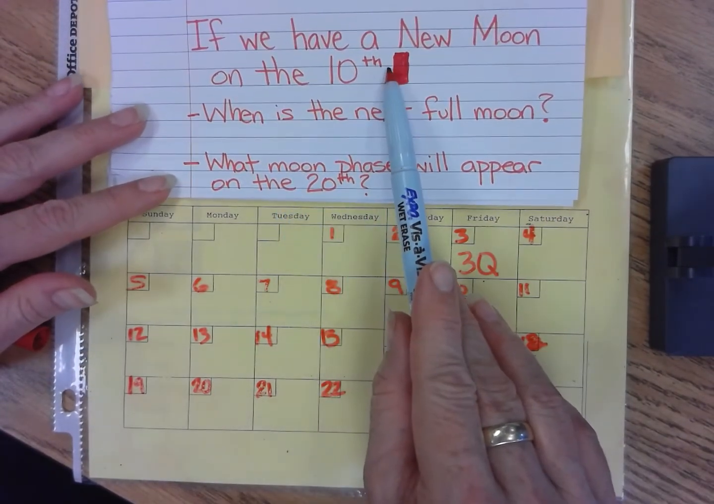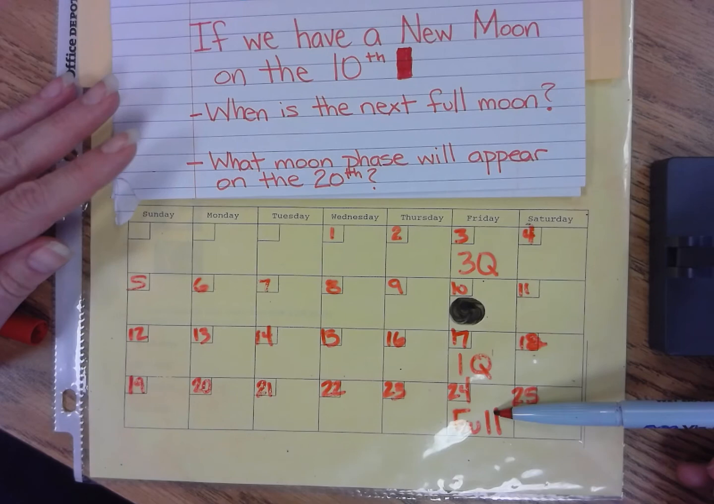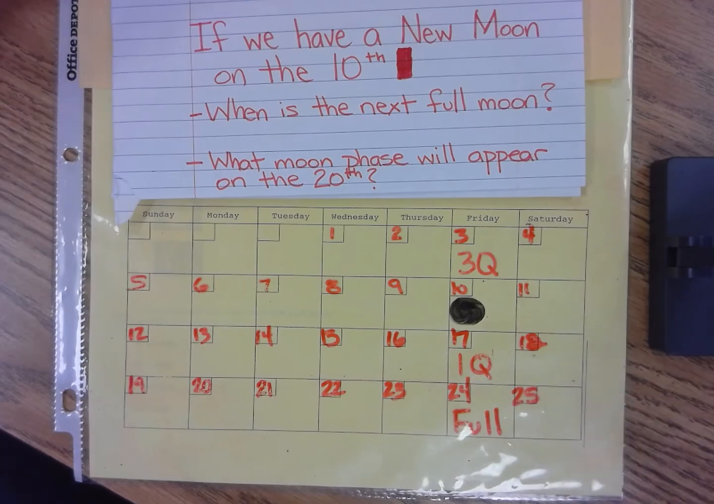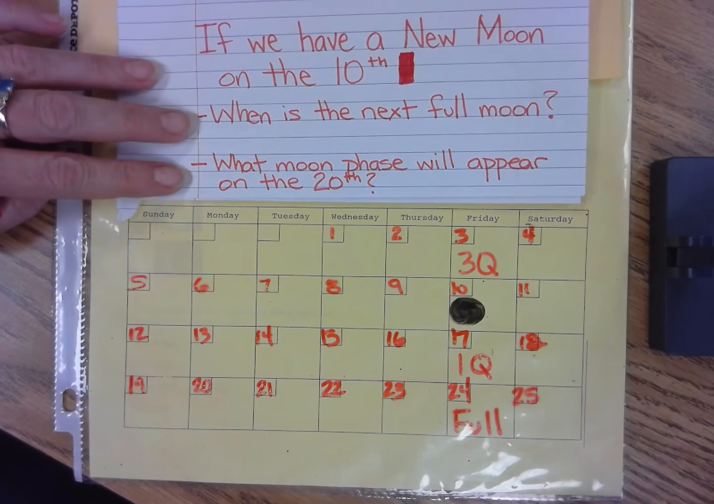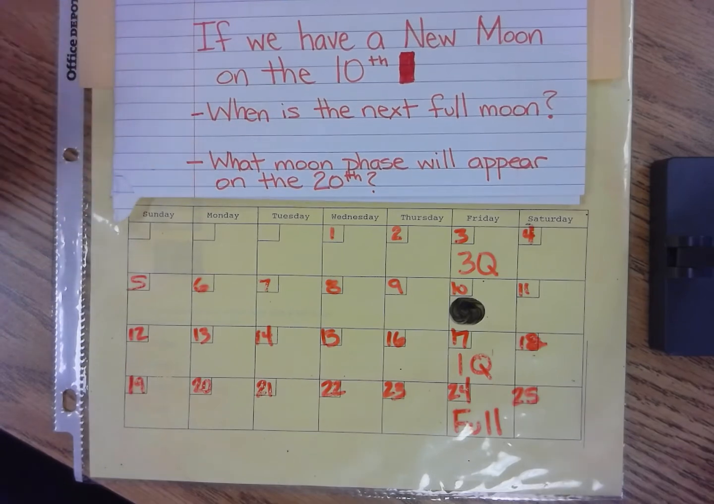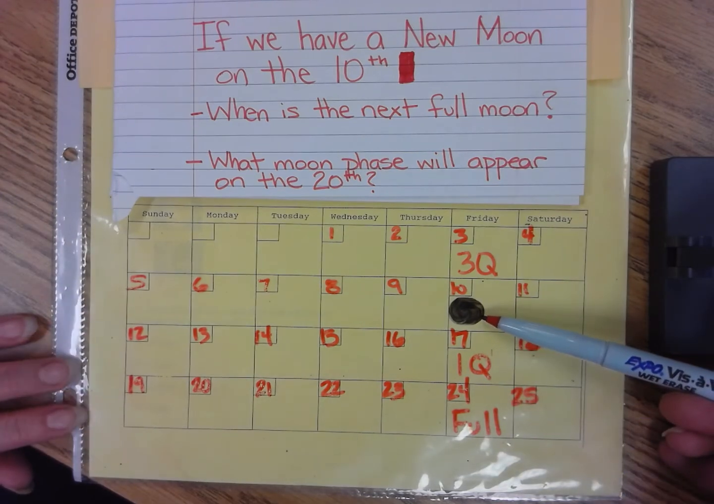If we already knew that the new moon happened on the 10th, we could predict that 2 weeks later we would have the full moon on the 24th. But sometimes they might want you to look at the days in between the quarter moons. So their next question asks, what moon phase will appear on the 20th? To work a question like that, we'd want to think about what moon is occurring between our quarter moons. So we'll go back to our new moon.